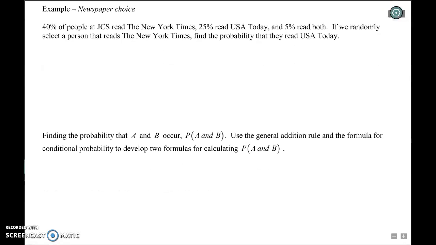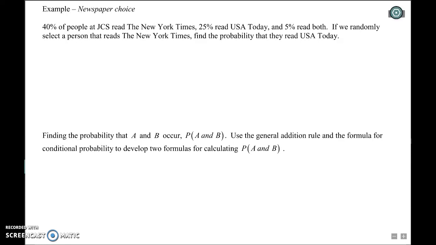40% of people at the John Cooper School read the New York Times, 25% read USA Today, and 5% read both. I think probably in reality these percentages are much lower right now. We should probably talk about internet newspapers, but maybe this could be on the internet, right? If we randomly select a person that reads the New York Times, find the probability they read the USA Today.